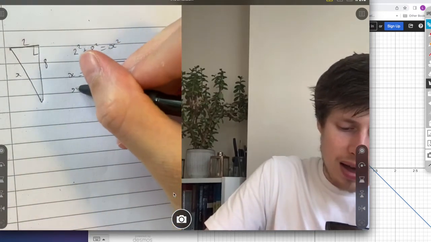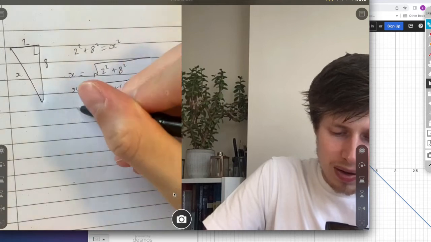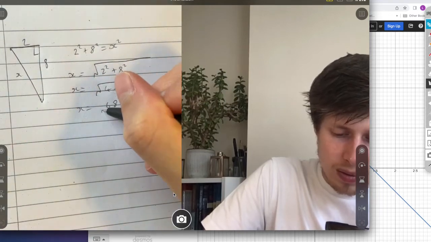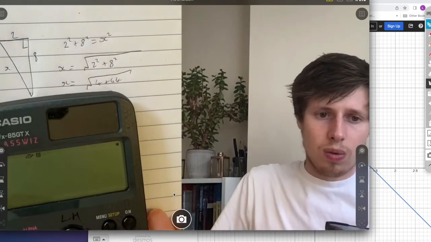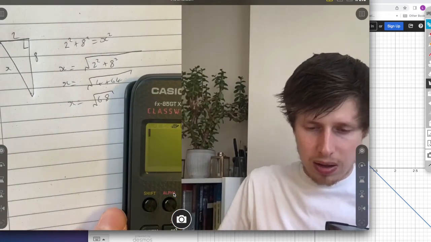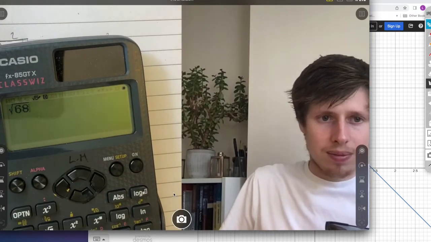So we get that x is equal to the square root of 4 plus 64. So basically the square root of 68. I'm not going to be all slick and work that out by hand. I'm just going to type it in the calculator here. Square root of 68. Let's see what we get.